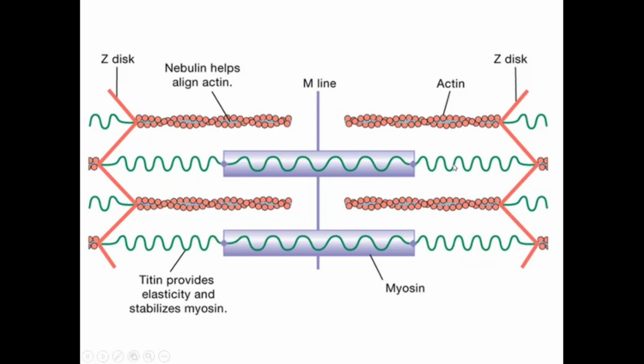Another protein, which you can see attaching the thick filament to the Z disc, is called titin. It's the biggest protein in our body and provides elasticity for the sarcomeres, and it also stabilizes the myosin by attaching them to the Z disc.